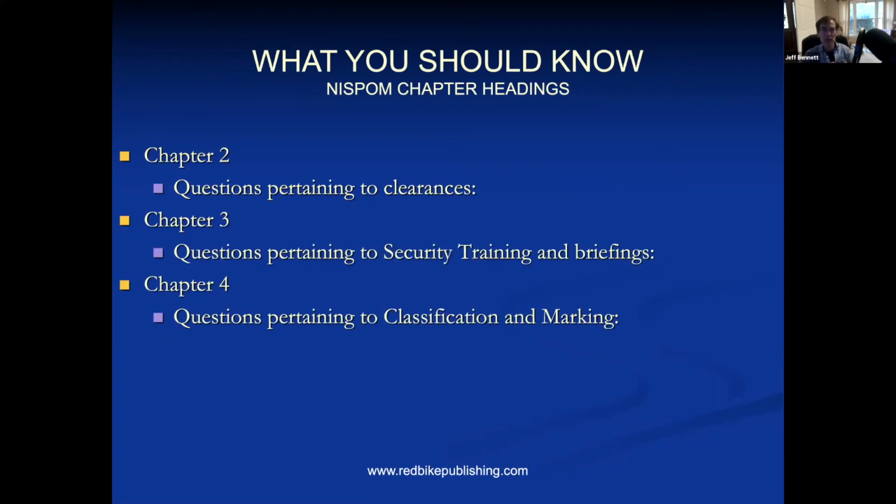Chapter 2, again, you're going to talk about security clearances. There's going to be facility security clearances, personnel security clearances, reportable information. Chapter 3 is going to talk about that required training, such as insider threat training, which everybody has to take, derivative classifier training, which only people who do derivative classification have to take that test, but everybody has to take the initial security awareness training and the annual security refresher training. So you'll find that guidance in Chapter 3.